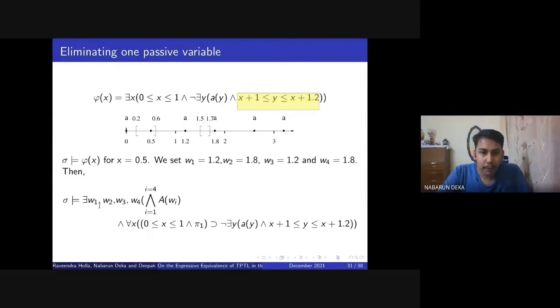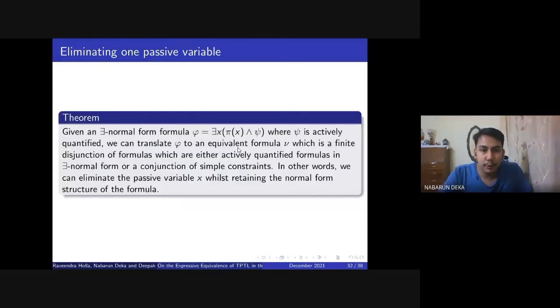Hence, we can formally capture that with this formula by adding 4 new variables for the left hand and the right hand of these bounds. Hence, we have succeeded in eliminating one passive variable from a sentence. This we state formally as a theorem.